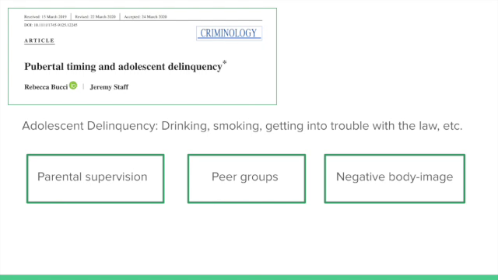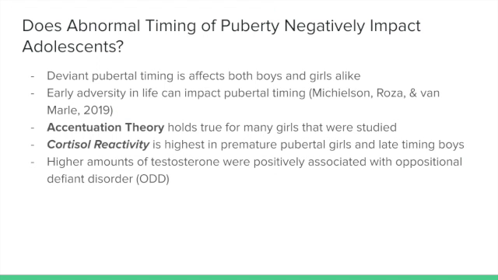So as Evie mentioned just a little bit ago, abnormal timing of puberty does, in fact, negatively impact both boys and girls, but the timing of those impacts is a little bit different. The research shows that girls are more negatively impacted when their puberty comes on earlier than normal, whereas boys are more negatively impacted if they hit puberty later than normal. And they found that early adversity in life can impact pubertal timing.